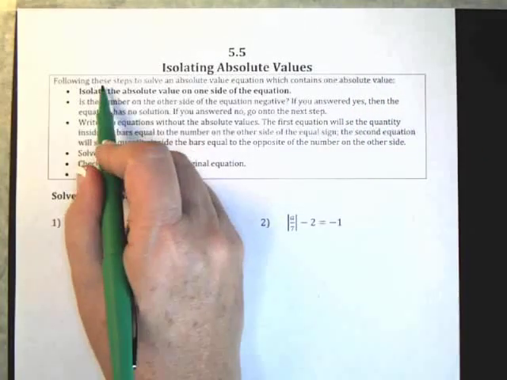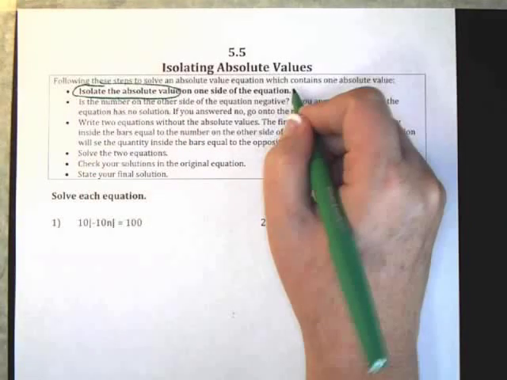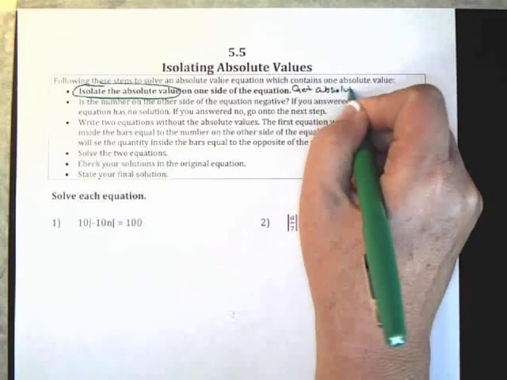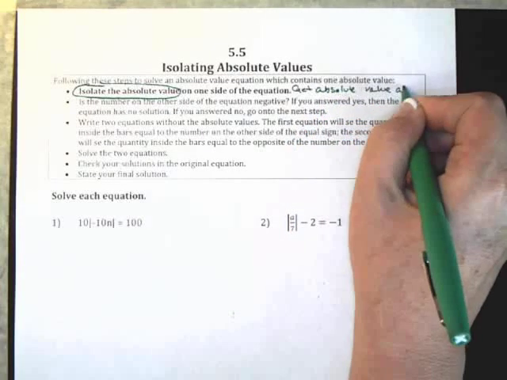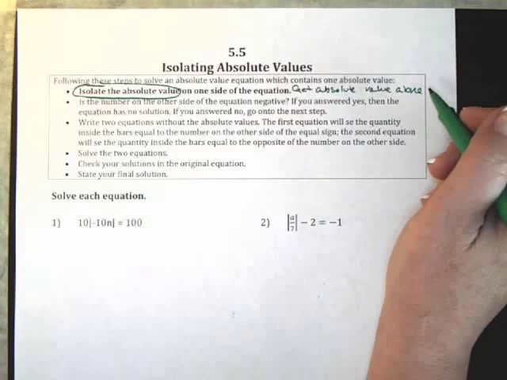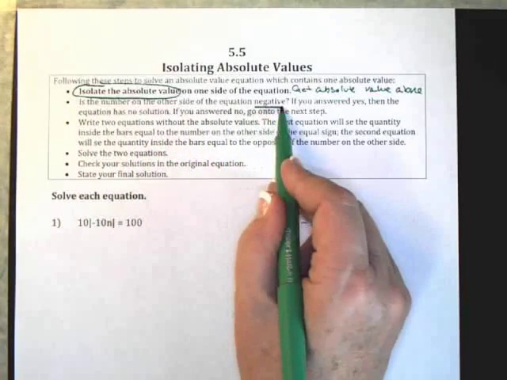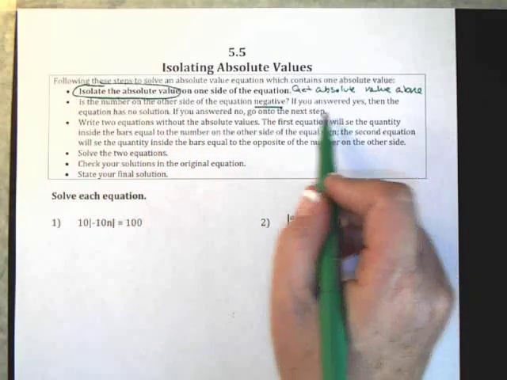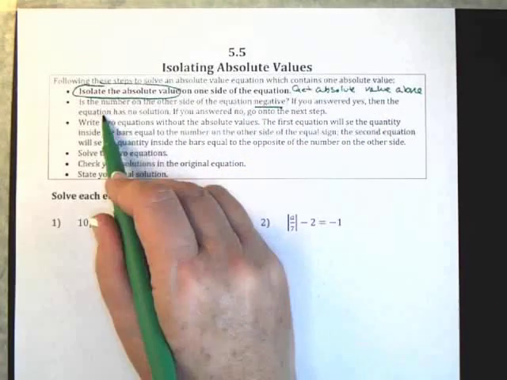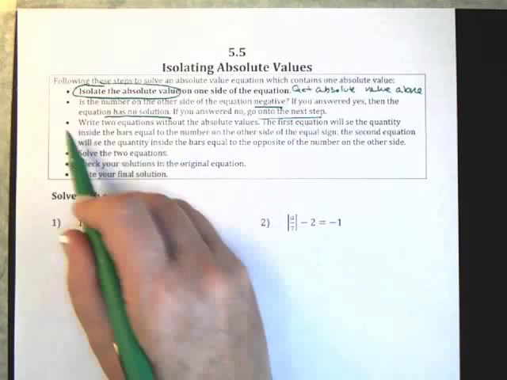value. The first thing that we want to do is isolate the absolute value on one side of the equation. So we want to get the absolute value alone. It's very important that we do this before we separate the two equations. Then the question asks, is the number on the other side of the equation negative? So once we've isolated, if we have the absolute value set equal to a negative number, then the equation has no solution. If no, it's positive, then we can go on to this next step.